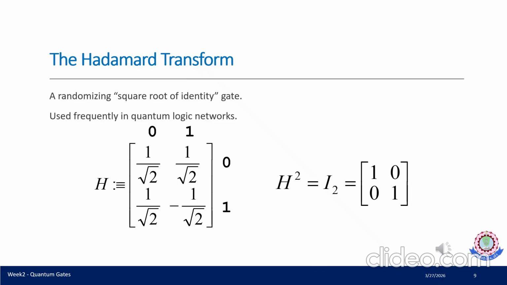Next is the Hadamard transformation. Whenever we look at the Hadamard transformation, we have to be very careful in stating the square root of identity gate used frequently in quantum logic networks.